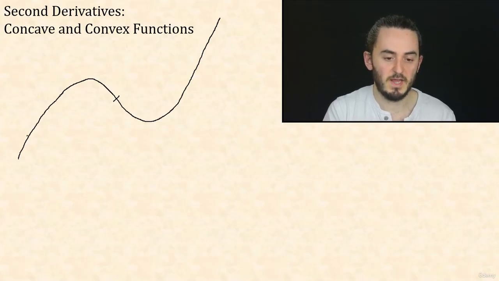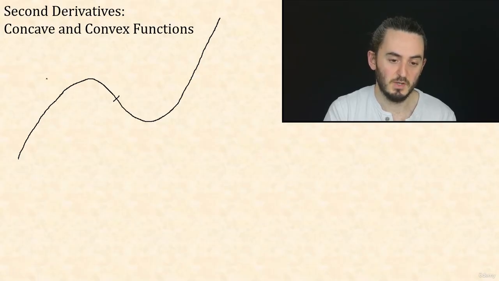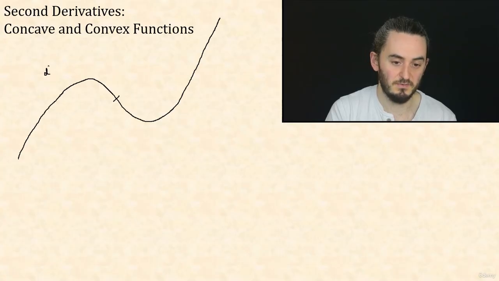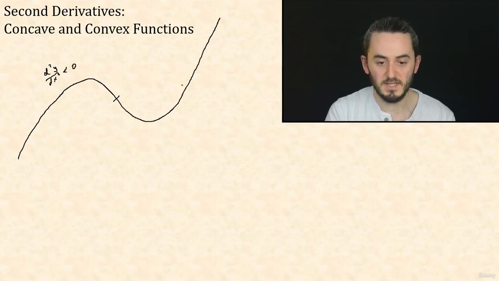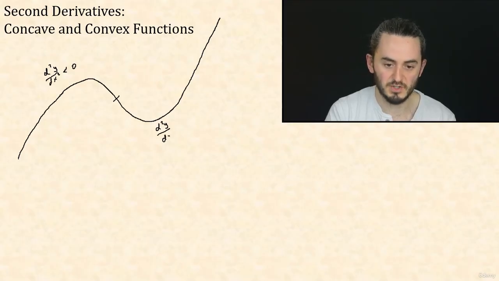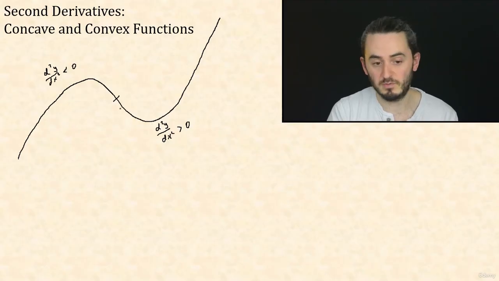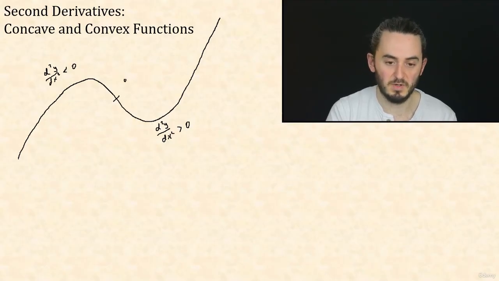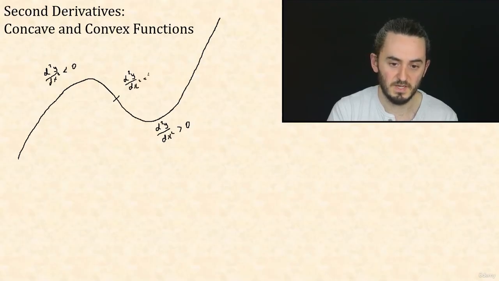So in the region where the gradient is decreasing, that's this region here, we know that since the gradient is decreasing, the second derivative, which describes how the gradient is changing, must be negative. In this region here where the gradient is increasing, the second derivative must be positive. And this point here is where we change from being negative to positive, and so at that point that must be where the second derivative is 0.